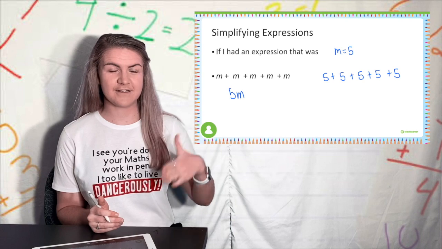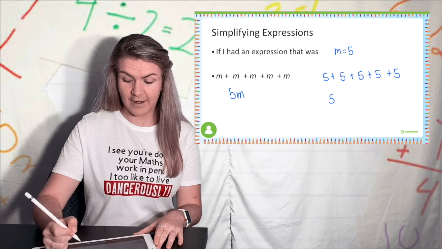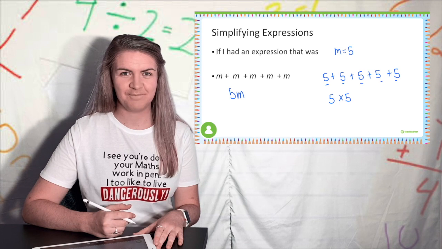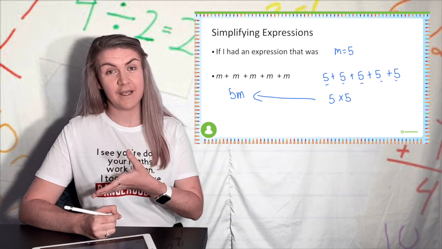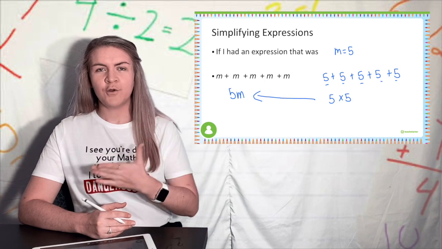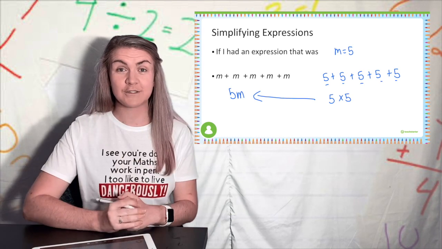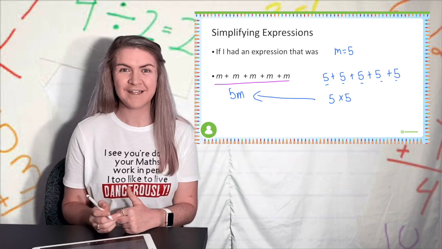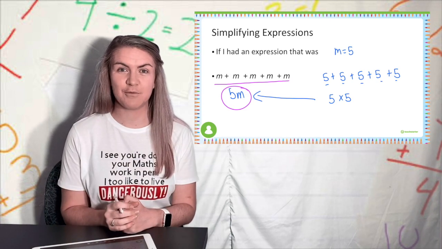Now we know when we add the same thing over and over again, it's the same as multiplying. So 5 plus 5 plus 5 plus 5 plus 5 is the same as 5 times 5, which in this example is the same as 5m, because 5 times m would be 5 times 5. So if we're adding the same thing over and over again, it's exactly the same as just multiplying it. That's why we can group them all together. We're not actually changing the expression. m plus m plus m plus m plus m is still the same as 5m. We've just grouped them together, added them together to make it more simple.